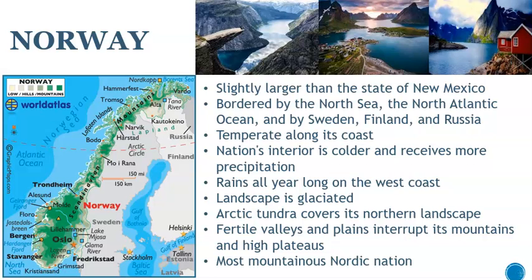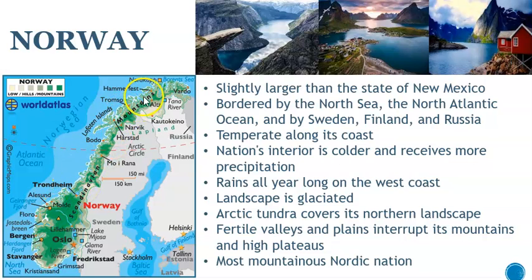Next, we have Norway. Norway is slightly larger than the state of New Mexico. It's bordered by the North Sea, the North Atlantic Ocean, and by Sweden, Finland, and Russia. Norway is temperate along its coast. The interior of Norway is colder and receives more precipitation, so there's more rain. It rains all year long on the west coast.